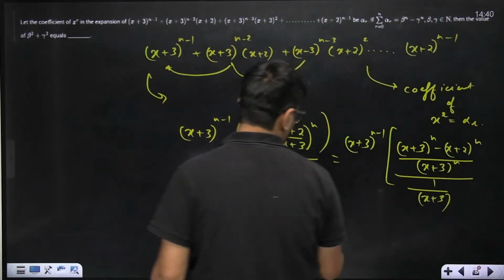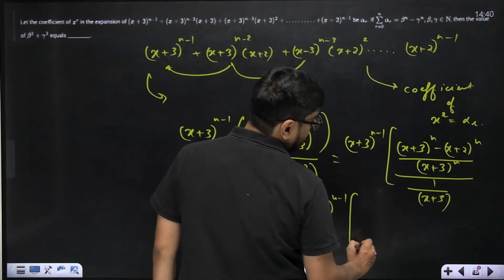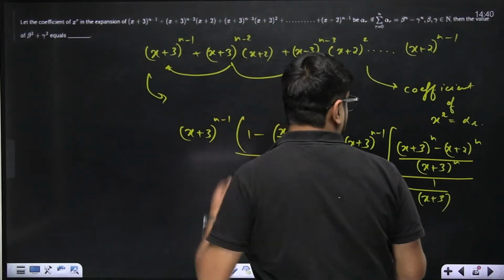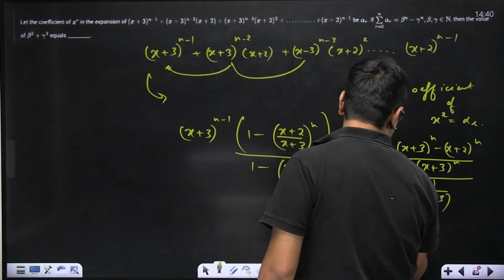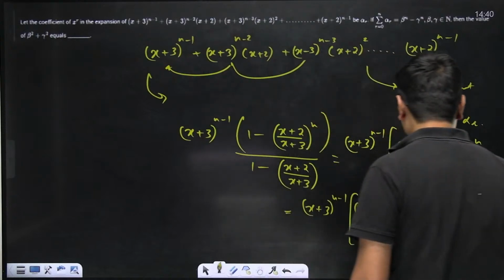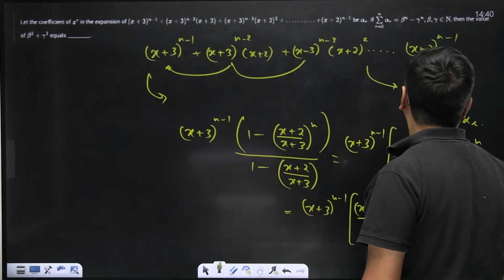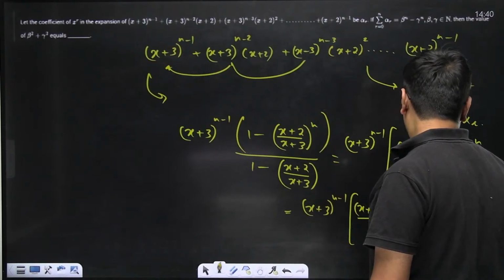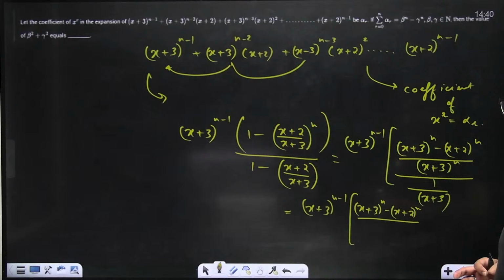Solve it more. (x plus 3) to the power n minus 1. Now this is going to become ((x plus 3) to the power n minus (x plus 2) to the power n), divided by this, which should cancel here. Why is it not cancelling? n minus 1 minus n plus 1 minus 2.